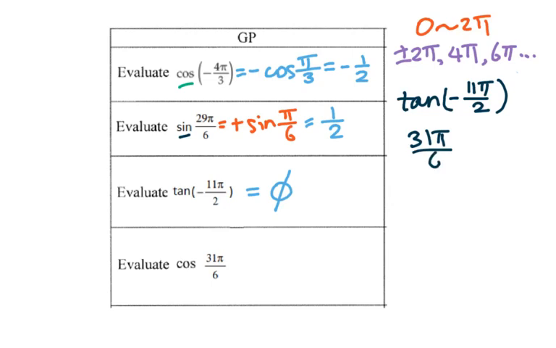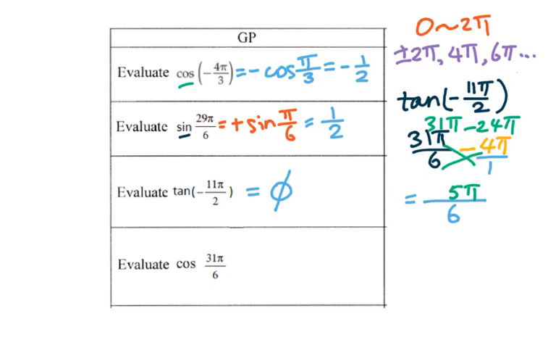31 pi over 6. 31 divided by 6, you will get 5 point something. So you need to subtract 4 pi. If you subtract 6 pi, you will get a negative. We need an angle between 0 and 2 pi. Therefore, I put over 1. The denominator multiplied by is 6. Then you cross multiply: 31 pi minus 24 pi. So you get 5 pi.